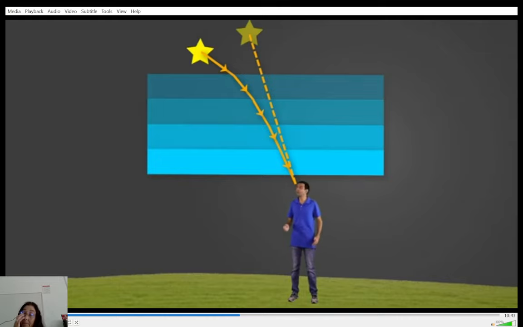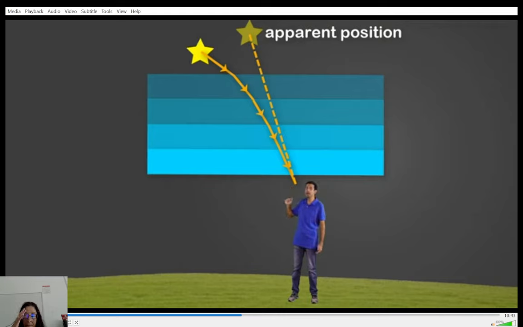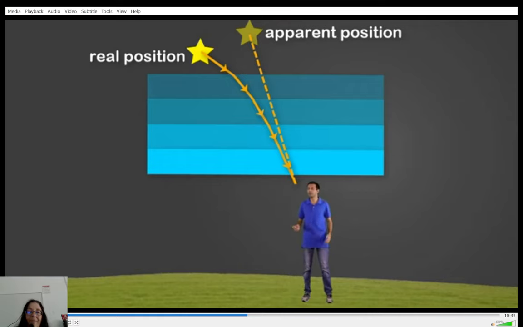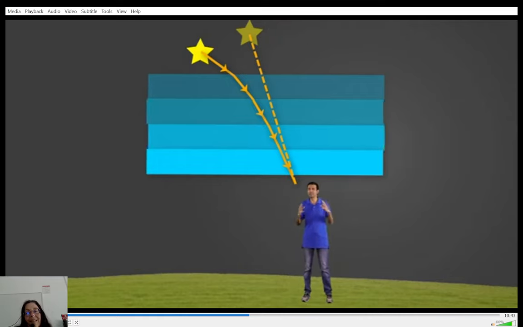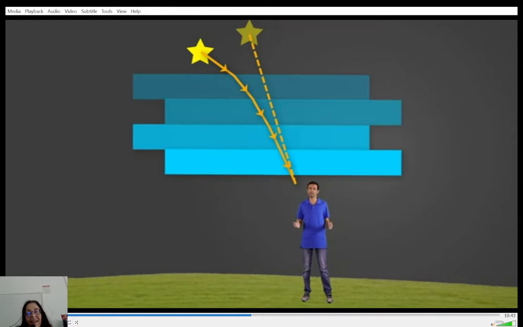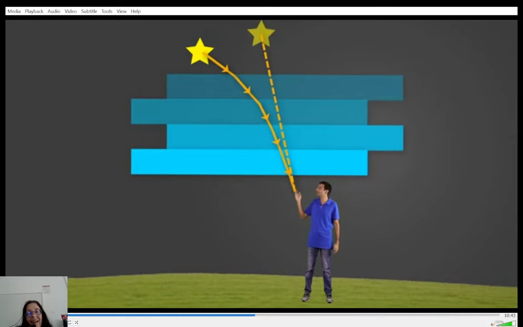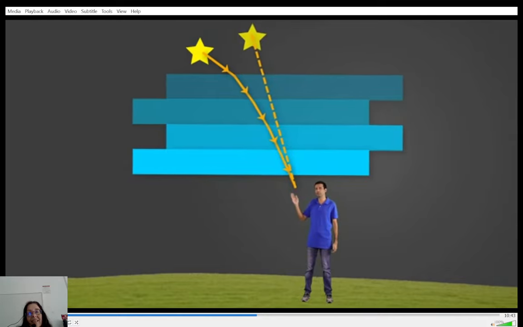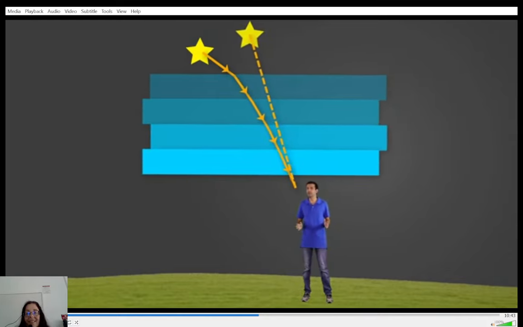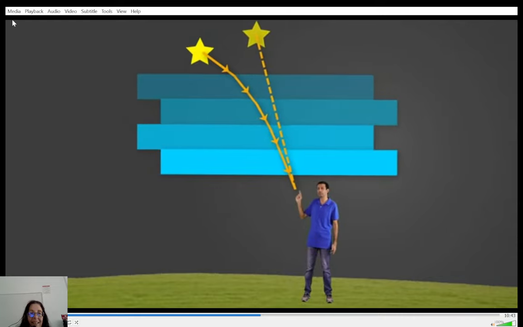As you can see, the apparent position of the star is higher than its real position. And this takes place due to atmospheric refraction. But remember, the layers of the atmosphere are constantly shifting and changing. So the refraction of light is continuously changing and the apparent position of the star keeps fluctuating. The path of light coming from the star is constantly changing.